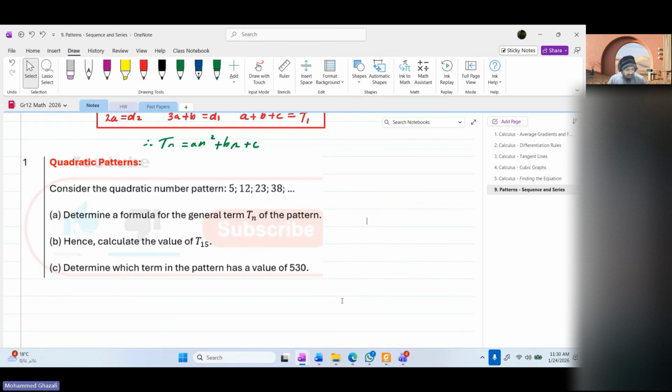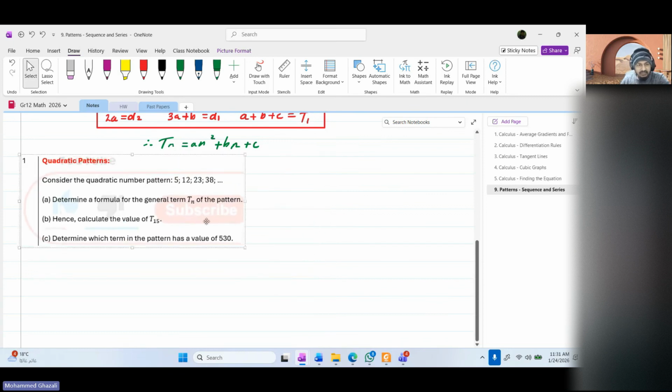So see if that pattern is quadratic. Let's check. We are adding... You see, in your exam, they usually tell you to find the next two terms of the pattern. So try to see what we are doing. We are adding 7, then we are adding 11, then we are adding 15. So determine a formula for the general term of the pattern. So that's what we're going to do.